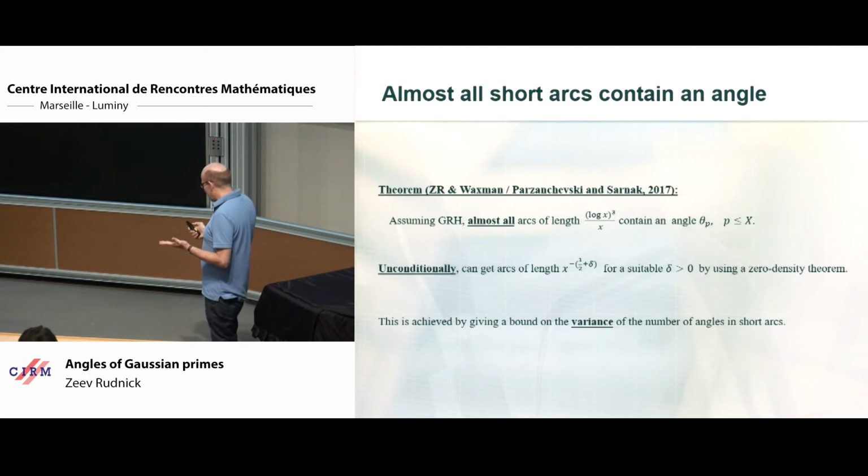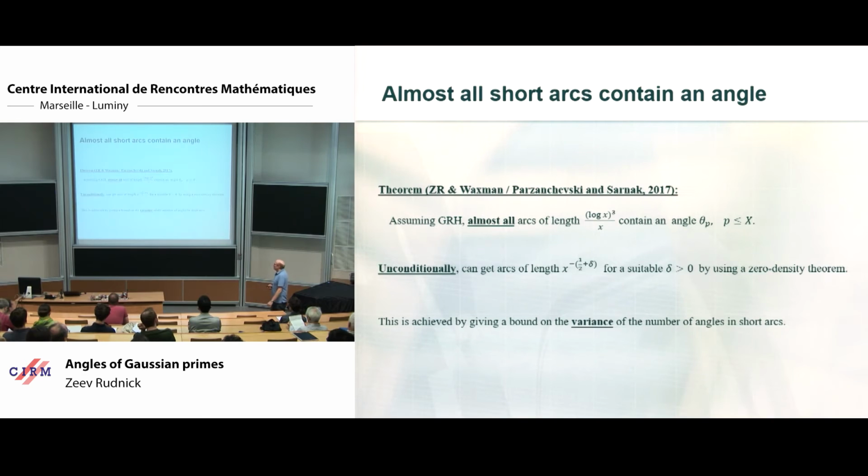Now, this result has to be in the literature, but we couldn't find it, and then by some serendipitous process, which involved osmosis between walls of adjacent offices, both Ezra Waxman, my student, and I, and independently Peter Sarnak and Ori Parzanchevsky came up with this fact that almost all short arcs contain a Gaussian angle. So this is assuming the Riemann hypothesis.